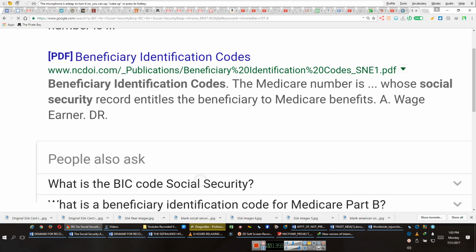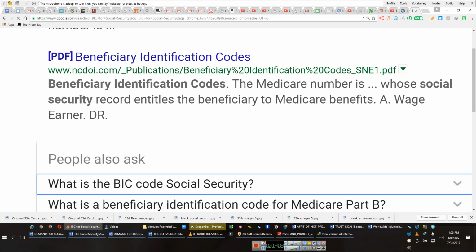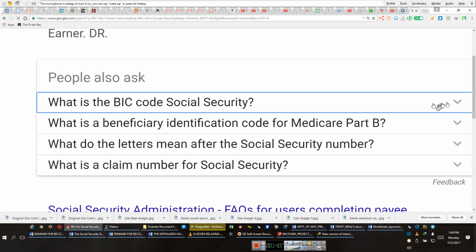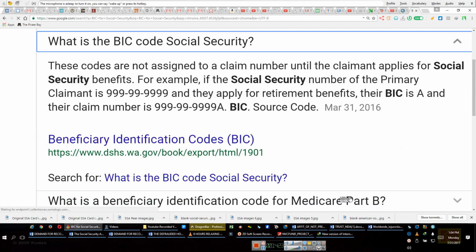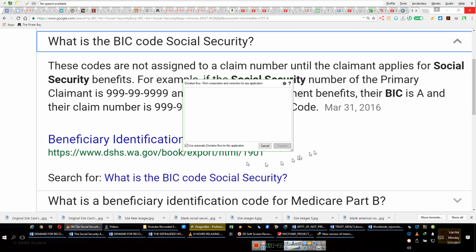What is the BIC code for Social Security? Now, isn't that interesting? Ladies and gentlemen, again, I constantly show you this is how I do my research. Okay? If I already signed up for Business Services Online user ID to verify Social Security numbers and complete annual wage reports, do I need blah blah blah? Uh-oh. These codes are not assigned to a claim number until the claimant applies for Social Security benefits. BIC source code. Wait. Their BIC is A and their claim number is interesting. Beneficiary identification code.